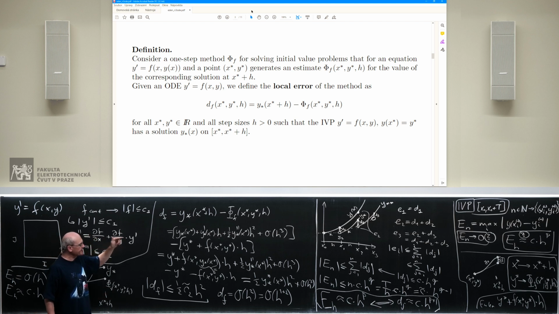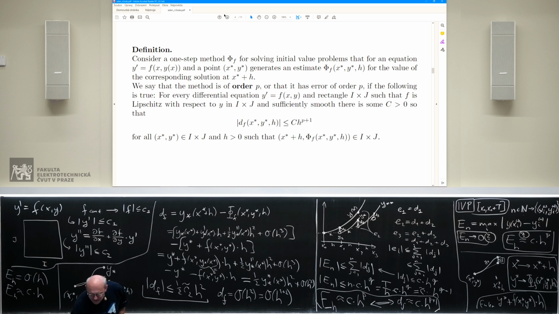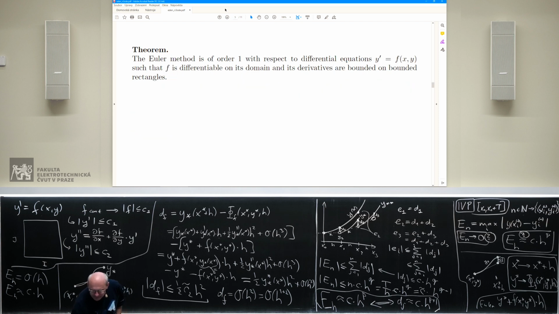We just proved that the Euler method is of order 1. Very important statement because it tells us something about this method. Here we go. And in the specification of the theorem, we also have to specify how we measure this order, because as I said, for different methods, we measure it against different groups of differential equations. So how does it work for the Euler method? It says the Euler method is of order 1 with respect to differential equations where the right-hand side is differentiable and the derivatives are bounded.